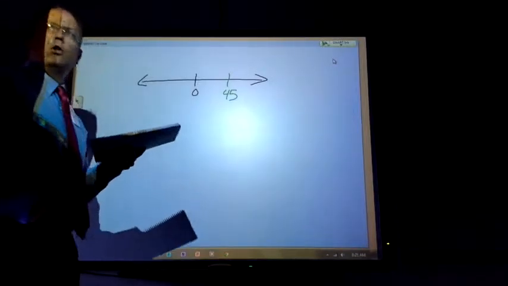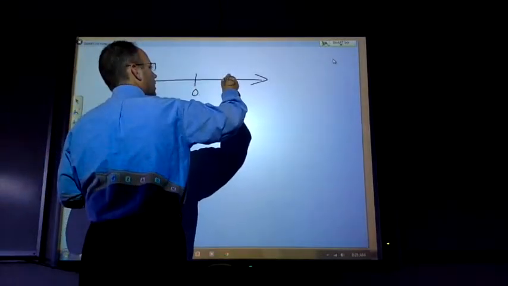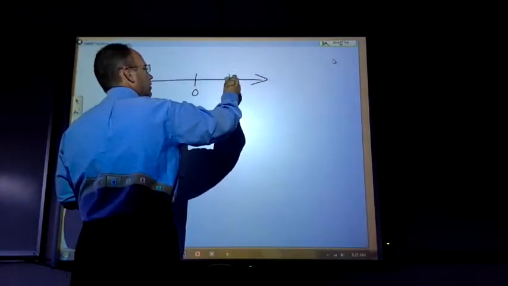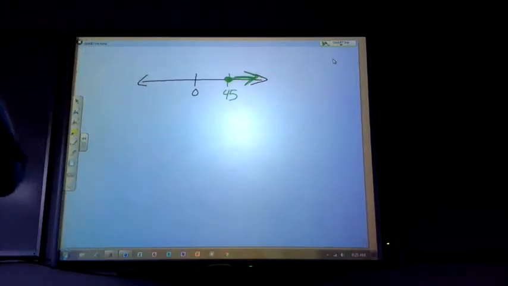So the minimum speed. So am I allowed to do 45 miles per hour on the highway? Yes. So I'm going to include it. And the speeds are going to go beyond that. Now, is there supposedly a maximum speed limit on the highway?